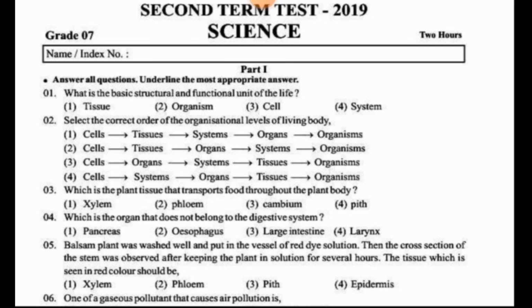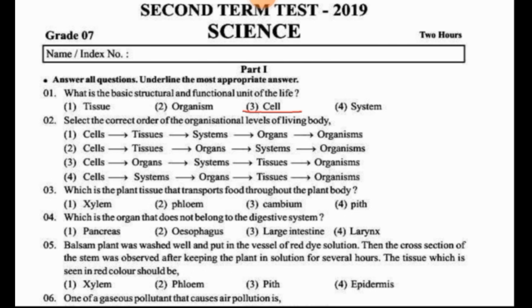The next one, functional unit. Right? Now, some organisms are represented by single cells, like amoeba, euglena, paramecium. Right? So they have a simple organization. The basic functional unit of an organism is the cell, right? Yes, so here the answer should be the third answer.